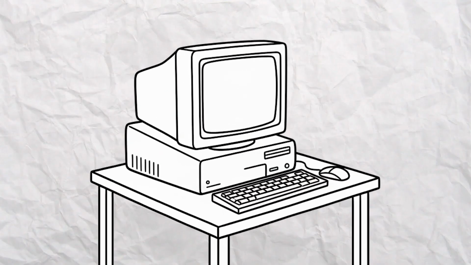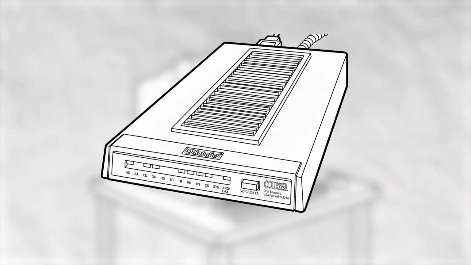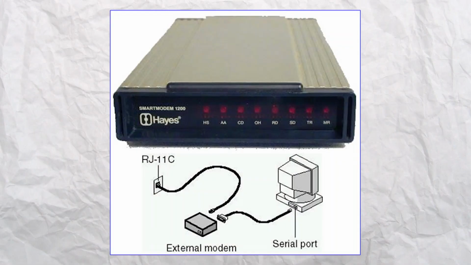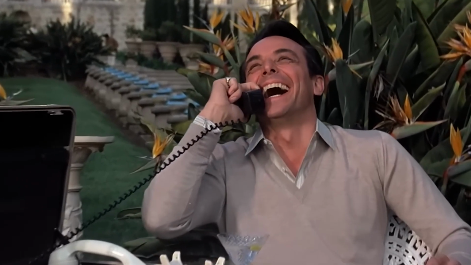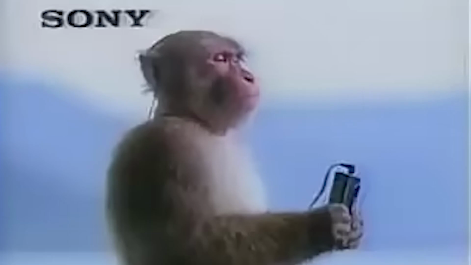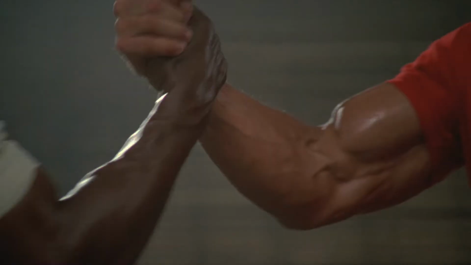Your computer connects to the internet using a device called a modem, which plugs directly into your standard telephone jack. When you want to go online, the modem literally dials a phone number provided by your internet service provider. You can actually hear this happening, that distinctive screeching and beeping sound, as the two modems negotiate their connection settings.